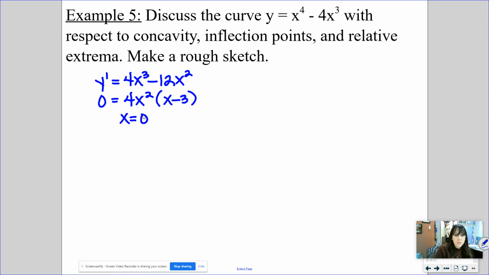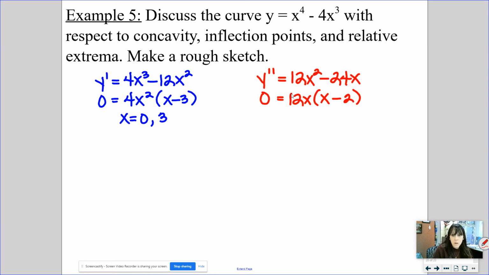Okay, critical numbers for the first derivative are 0 and 3. I will come back to that in a moment. Let's do the second derivative. The second derivative would be 12x squared minus 24x. We're going to find critical numbers for that as well. So we're going to factor out a 12x, and we're going to solve and get x equals 0 and 2.